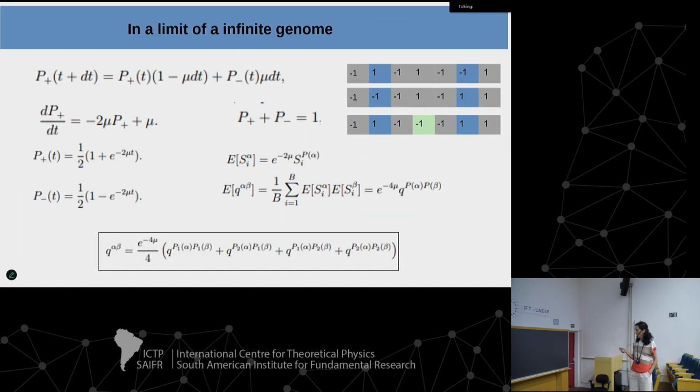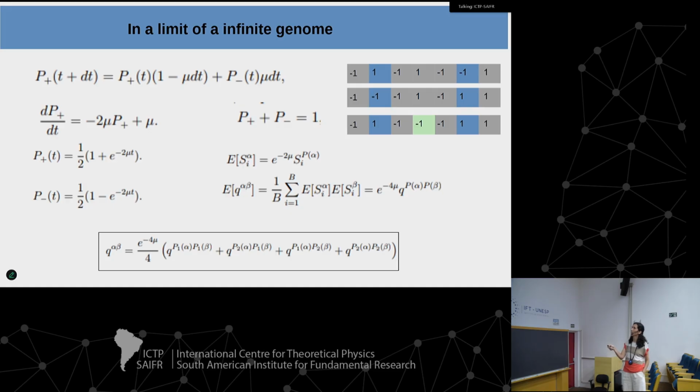So we can also go to infinite genome, and we can write the master equation. What is the probability of having a gene plus 1 at time t plus dt? It's the probability of already having this genome, so for each locus here, times the probability of no mutation here, plus the probability of a given locus minus 1 having a mutation and being plus 1.